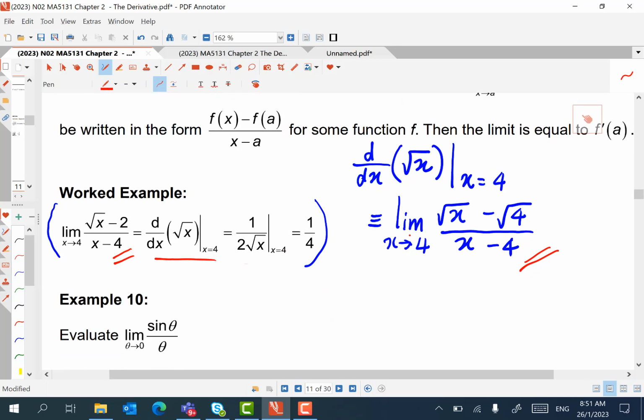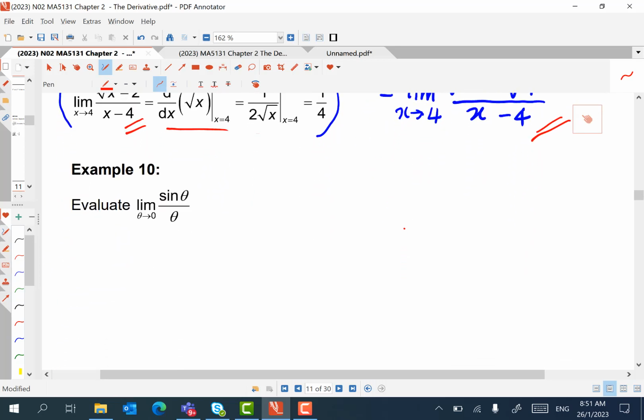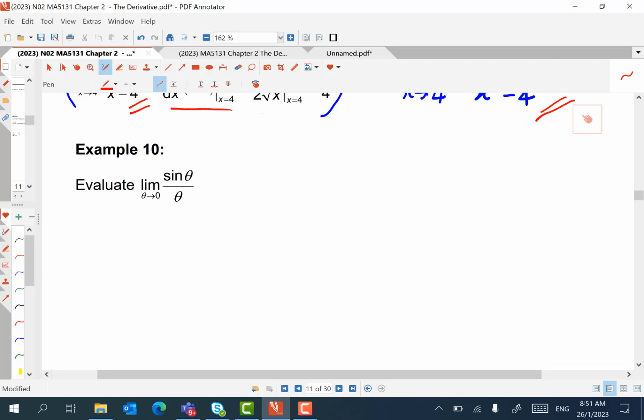Okay. Now, can you try example 10? Of course, you say, Mr. Lim, don't be a fool, this is an immediate one. Can you pretend that you do not know, and try to use the derivative?